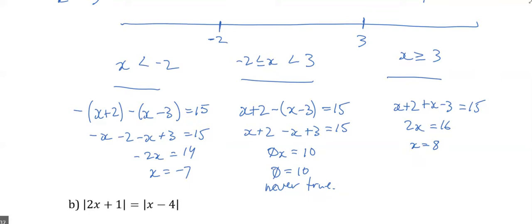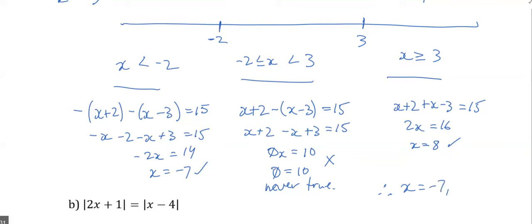Now we have to check our solutions, consider them. X equals -7. Is it in this domain? So that one's fine. This one's never true, so that's obviously not a solution here. And x equals 8, is that greater than or equal to 3? Yes, so this one's fine. Therefore, this one has 2 solutions. And let me show you graphically what that looks like.